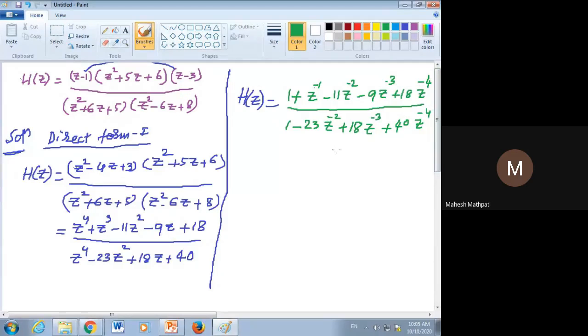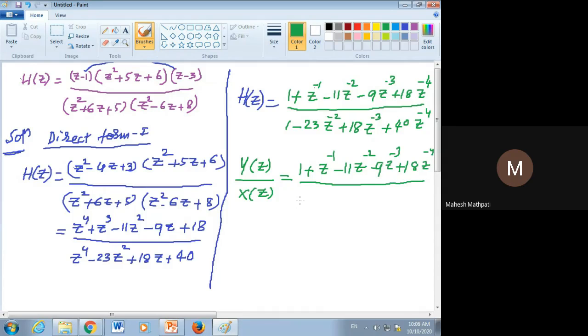Now this H of Z can be written as Y of Z divided by X of Z. लिख सकते हैं हम इसको ऐसा, Y of Z divided by X of Z, which is equals to, we write it as 1 plus Z inverse minus 11 Z power -2 minus 9 Z power -3 plus 18 Z power -4 divided by 1 minus 23 Z power -2 plus 18 Z power -3 plus 40 Z power -4. Hope everyone understood this. Any difficulty here?